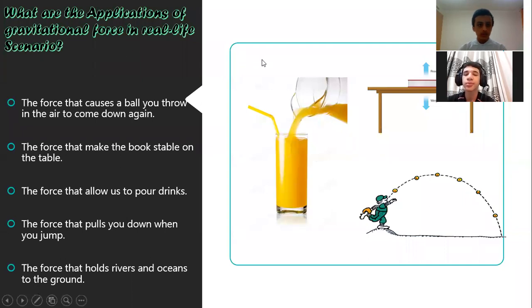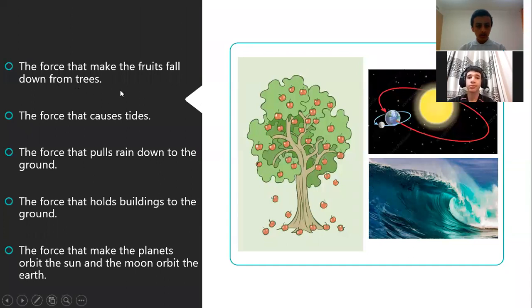And moving on to the last question, what are the applications of gravitational force in real life? As we all know, gravitational force is everywhere around us because it's the force that allows everything to stay stable on land, such as a book or anything. You yourself are able to stand on the ground because of the gravitational force exerted on you. And also it allows us to pour drinks and play games, because as we throw a ball it will get pulled down to the ground by gravitational force. There are also many other ways it affects us.